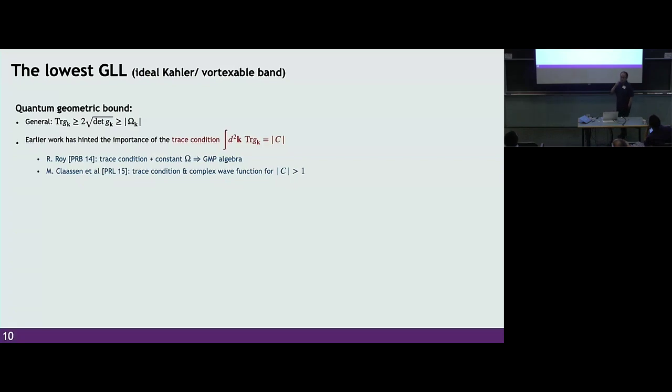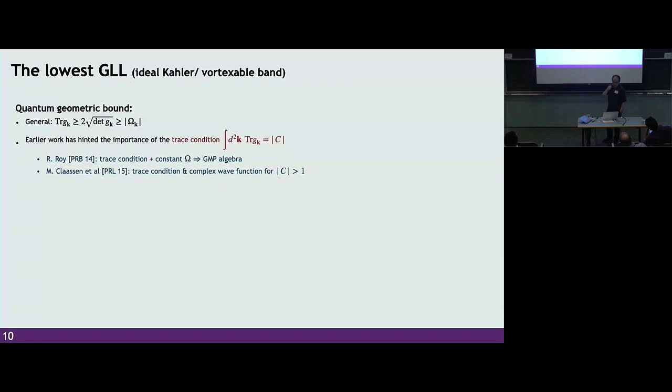So the physics of this geometric bound has already been considered almost 10 years ago. The earlier reference has already hinted the importance of the so-called trace condition. The trace condition means that for every momentum k, the trace of quantum metric equals the Berry curvature. It's equivalently written as the integrated trace of quantum metric being equal to the Chern number.